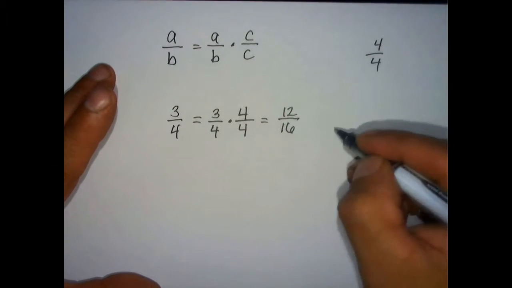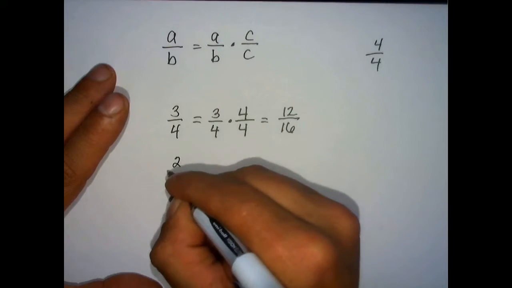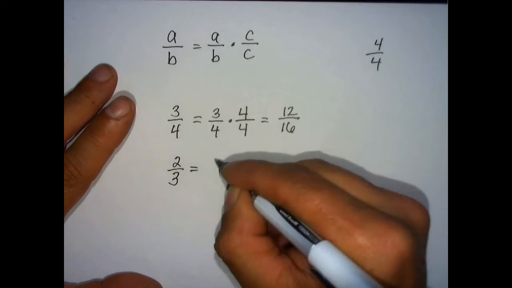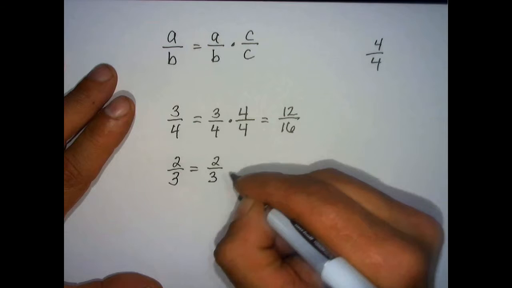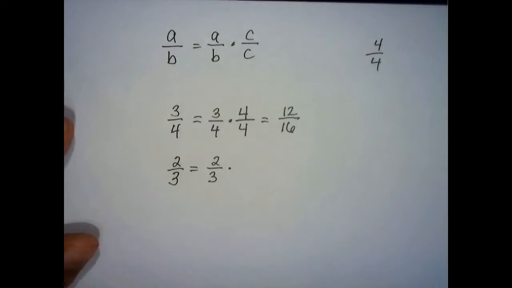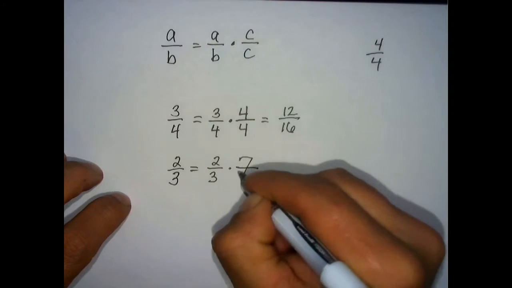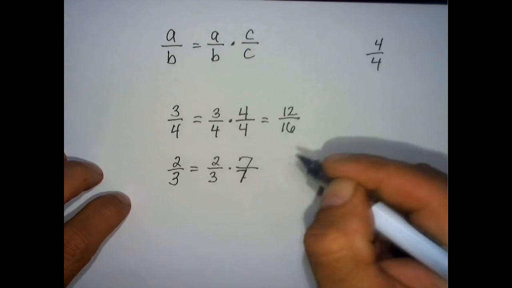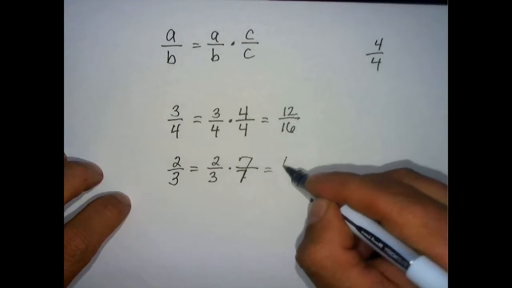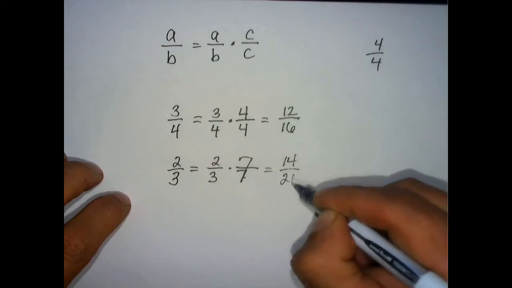What about 2/3? I want 2/3 with a denominator of 21. What am I going to multiply by? Say that again, you broke out. I want 2/3 with a denominator of 21. Okay. What am I going to multiply by? By 7. Like this? 7/7. Oh, very good. 7/7. Okay, so we do that. 2 times 7 is 14, and 3 times 7 is 21.